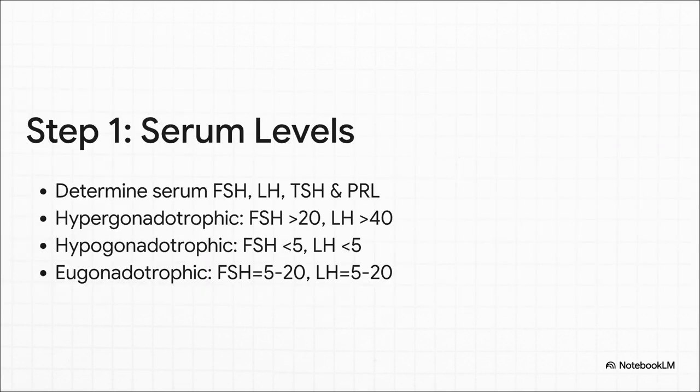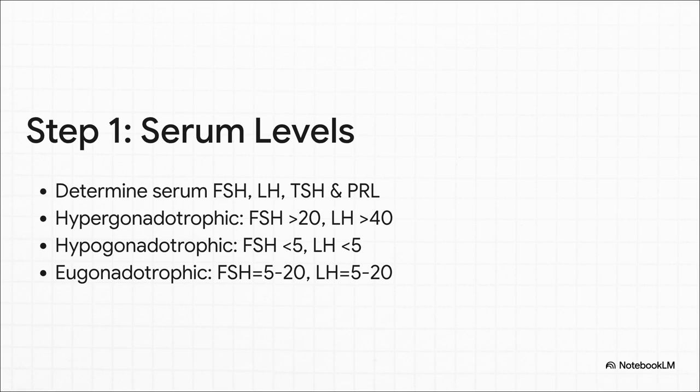Step 1 starts off with a simple blood draw. We are looking for serum levels of FSH, LH, TSH, and prolactin. Let's say we get hypergonadotrophic results, meaning FSH is sky high, over 20, and LH is over 40. Well, that points the finger squarely at the ovaries in compartment 2. The brain is screaming at the ovaries to work, but they just aren't responding.